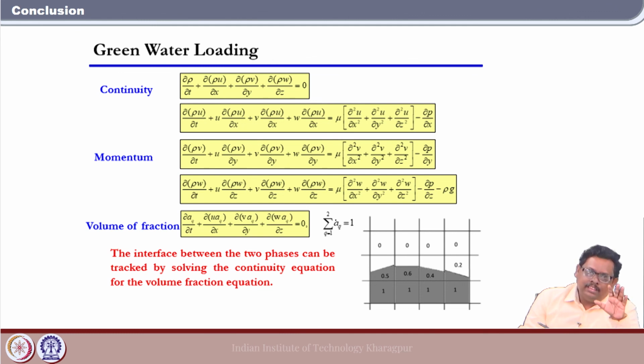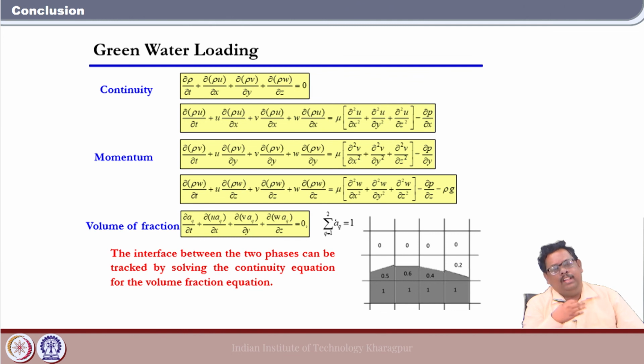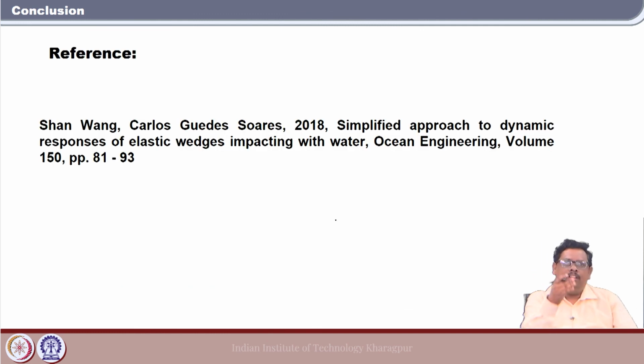So this is the basic equation that you are going to use to get the green water load using CFD. I am not going to discuss in detail what this is, but as a researcher, if you have standard software, you can incorporate the green water load using the Navier-Stokes equation as well as the volume of fluid method. And this is the reference you can use to find out how you can get the slamming load into the solver.